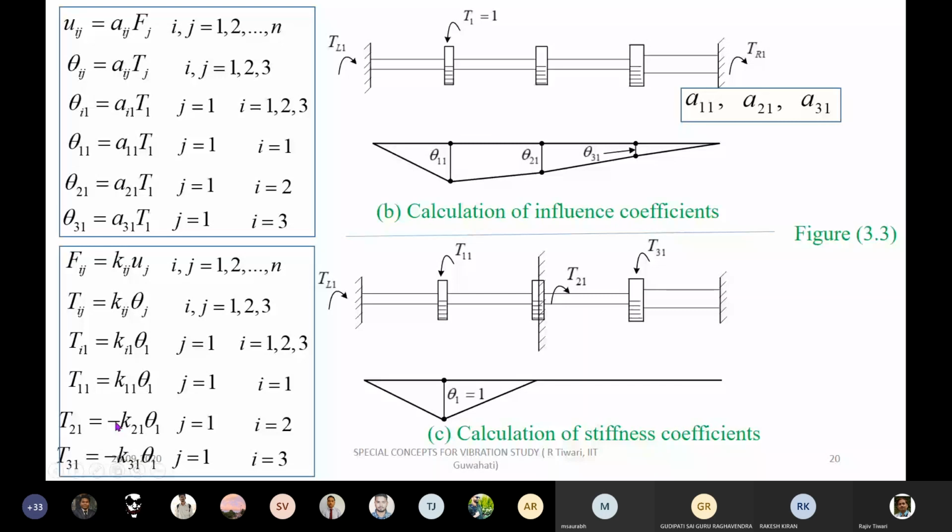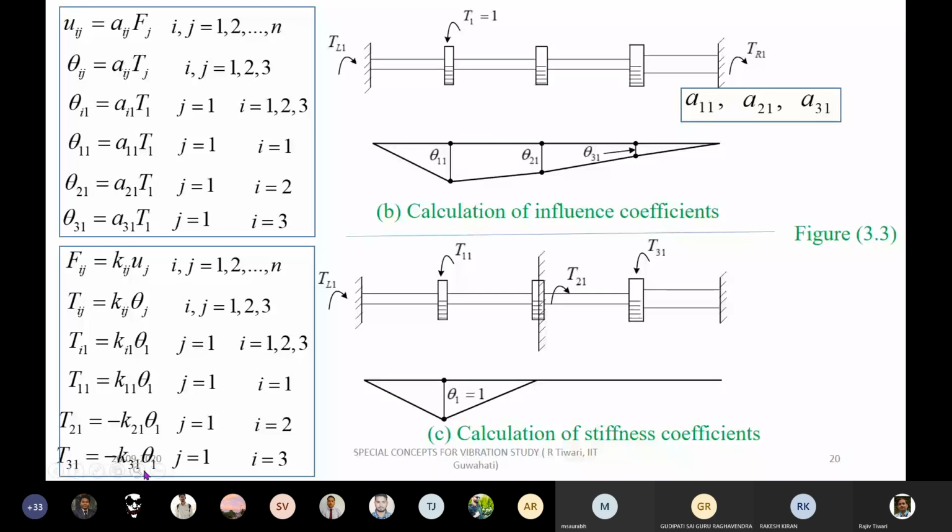So K and K21, because here I'm putting i equal to 2. So K21 theta 1. And similarly, T31, this is minus, and I'm just substituting the subscript. So here I'm substituting i equal to 3. So using this, I can get K11, K21, K31.